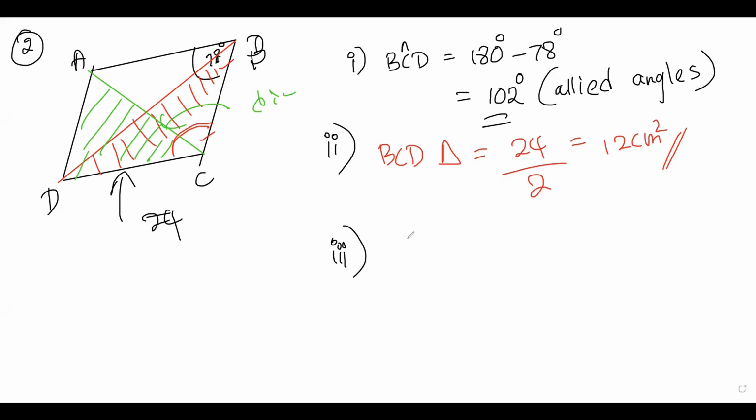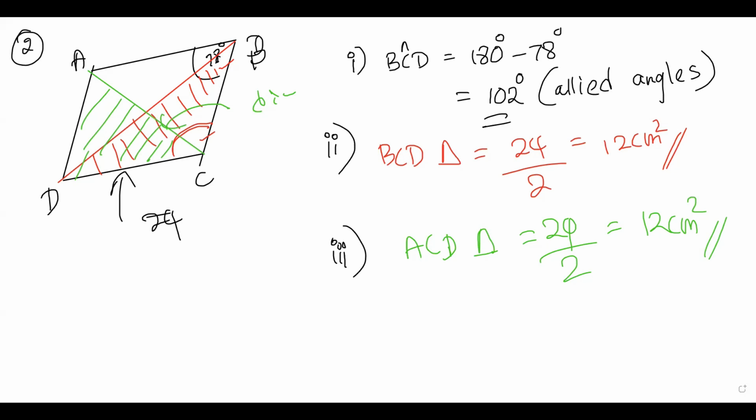So ACD triangle, altogether it is 24. It is divided by 2. 24 divided by 2, it is also 12 square centimeters. You can find like that, no? 12 square centimeters. Okay. You can do like that.